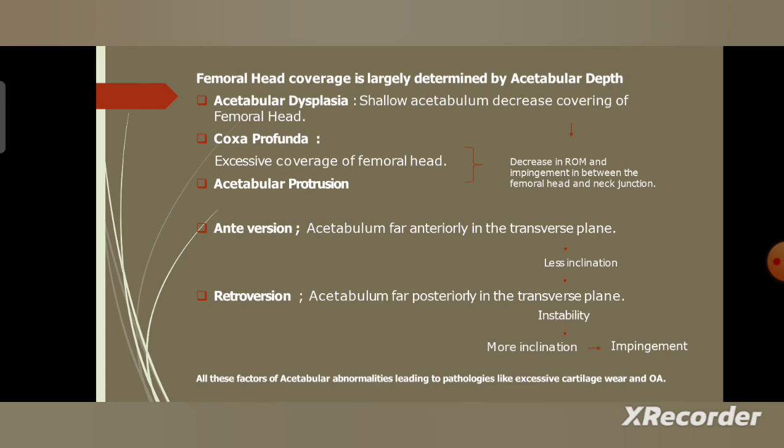Next is anteversion. Anteversion means the acetabulum faces far anteriorly in the transverse plane, that is less inclination. Retroversion means the acetabulum faces far posteriorly in the transverse plane, which results in instability, that is more inclination, and results in more impingement in the hip joint. So all these acetabular abnormalities lead to pathologies like excessive cartilage wear and osteoarthritis.